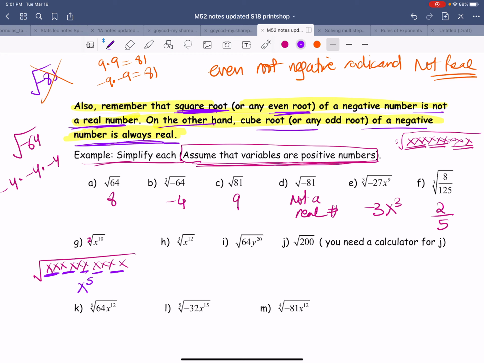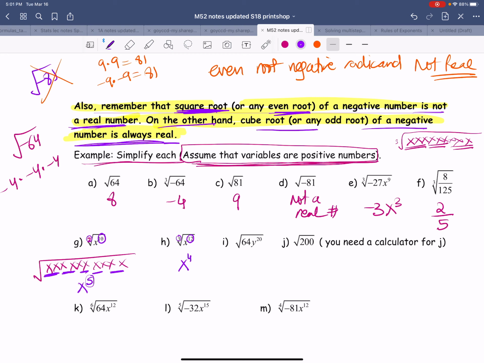Now, what if it was x to the 100? I don't want to write 100 x's and then think about how many pairs I have. I want to find an easier technique. So the easier technique is we can divide the exponent by the index. So 10 divided by 2 is 5. X to the 5th comes out. And the next one, 12 divided by 3 is 4. So x to the 4th power comes out.